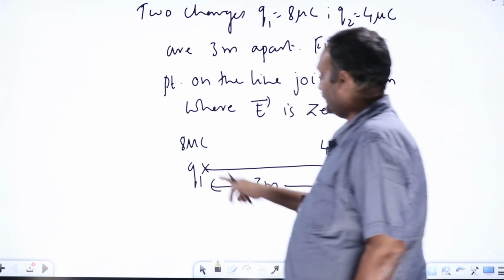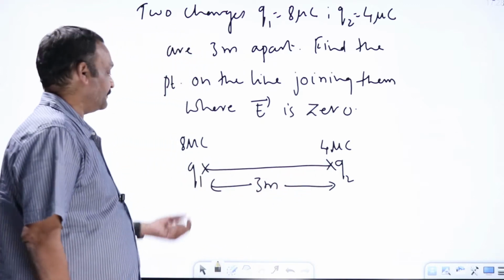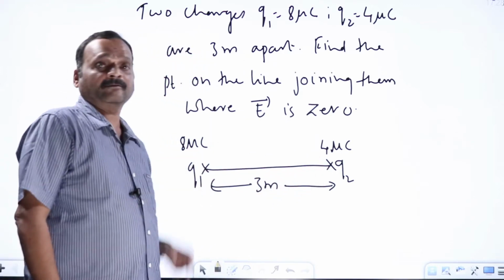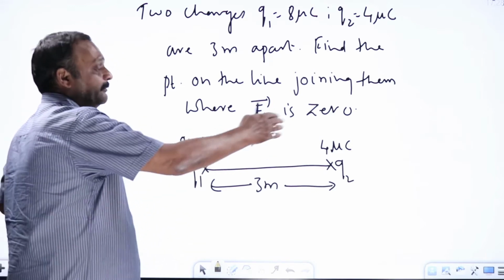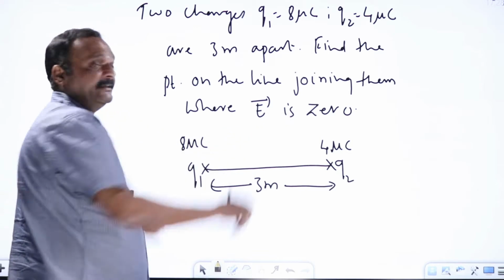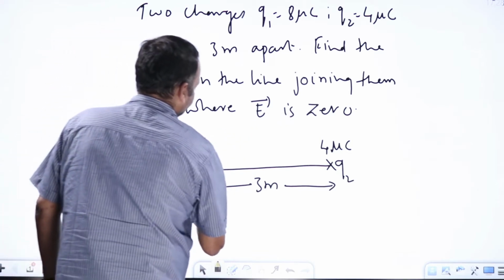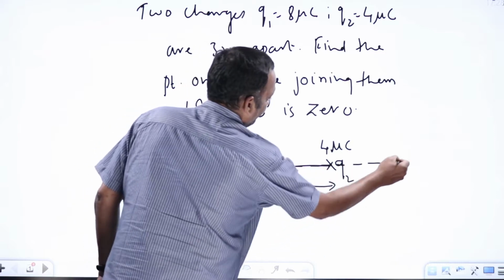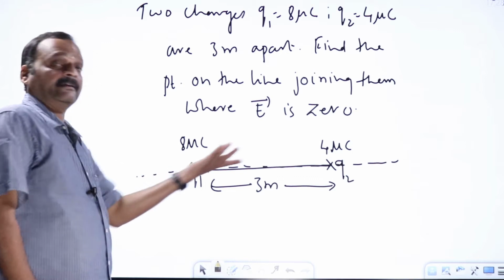Okay, there are two charges Q1, Q2 here, separated by a distance of 3 meters. This is 8 microcoulombs, this is 4 microcoulombs. Find the point where the electric field will become 0 along the line joining them. Along the line joining them means along this line. At what point on this line will the electric field become 0?